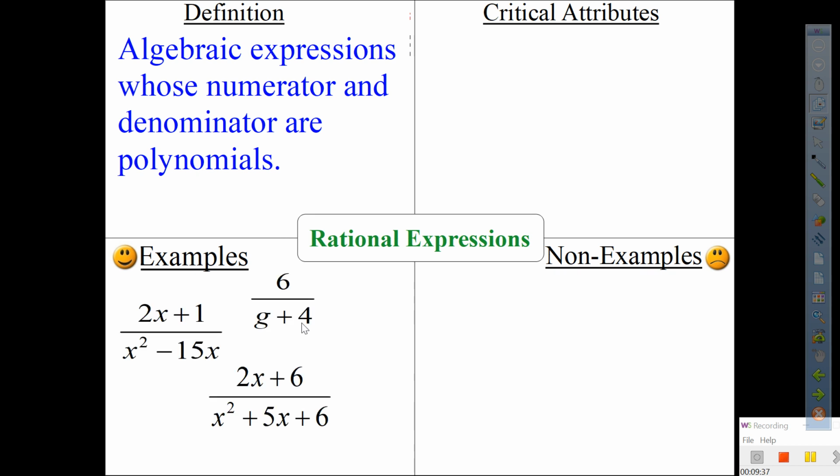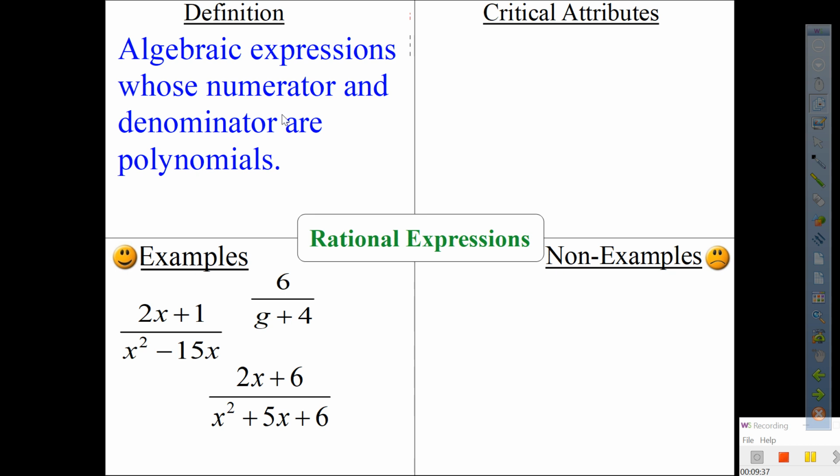Let's go. Examples. Copy these. 6 over g plus 4. 2x plus 1 over x squared minus 15x. 2x plus 6 over x squared plus 5x plus 6. All those are examples of rational expressions.